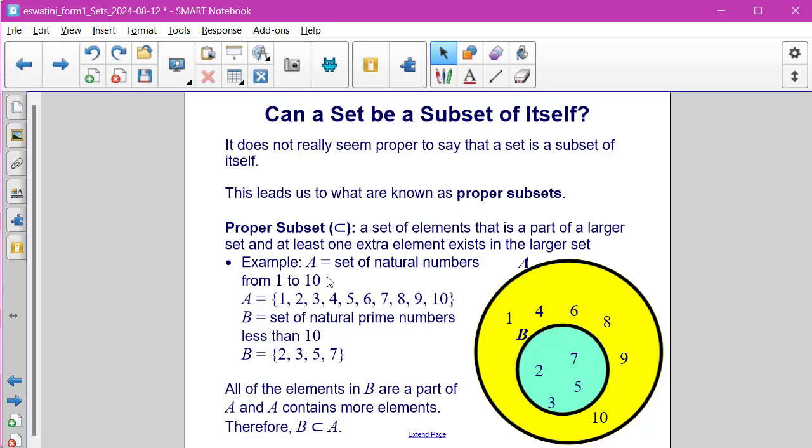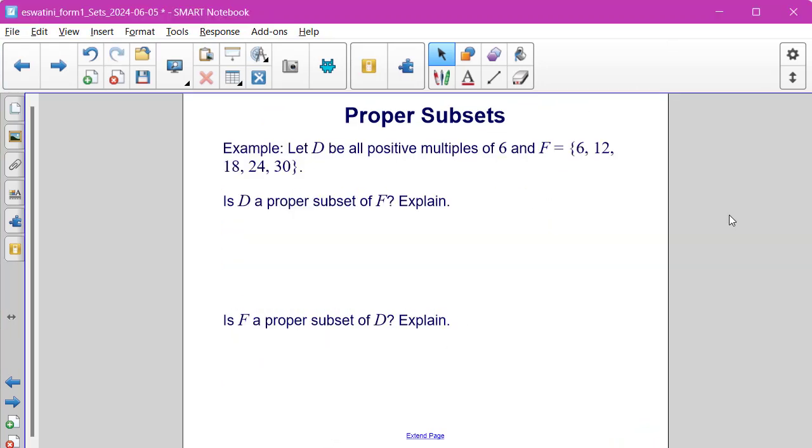So in our example, set A, the set of natural numbers from 1 to 10, which written in roster or tabular form is 1, 2, 3, 4, 5, 6, 7, 8, 9, 10. And set B is the set of natural prime numbers less than 10, or 2, 3, 5, and 7. All of the elements in B are a part of A, and A contains more elements. Therefore, B is a proper subset of A. Now let's try an example with proper subsets.